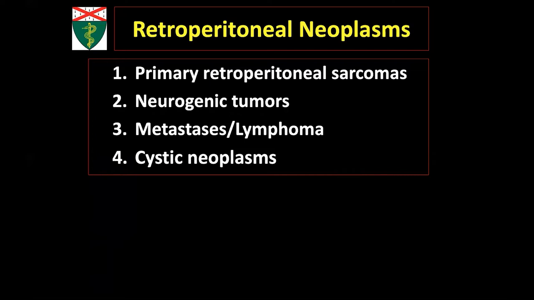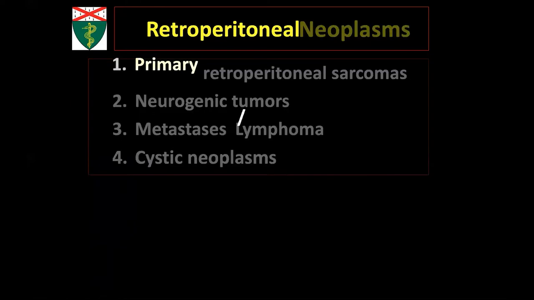We're going to talk specifically about sarcomas, primary sarcomas of the retroperitoneum. We'll also talk about neurogenic tumors. We'll also touch base on metastases and lymphoma, which are actually very commonly seen in the retroperitoneum. And I'll finish off with talking about a few cystic neoplasms.